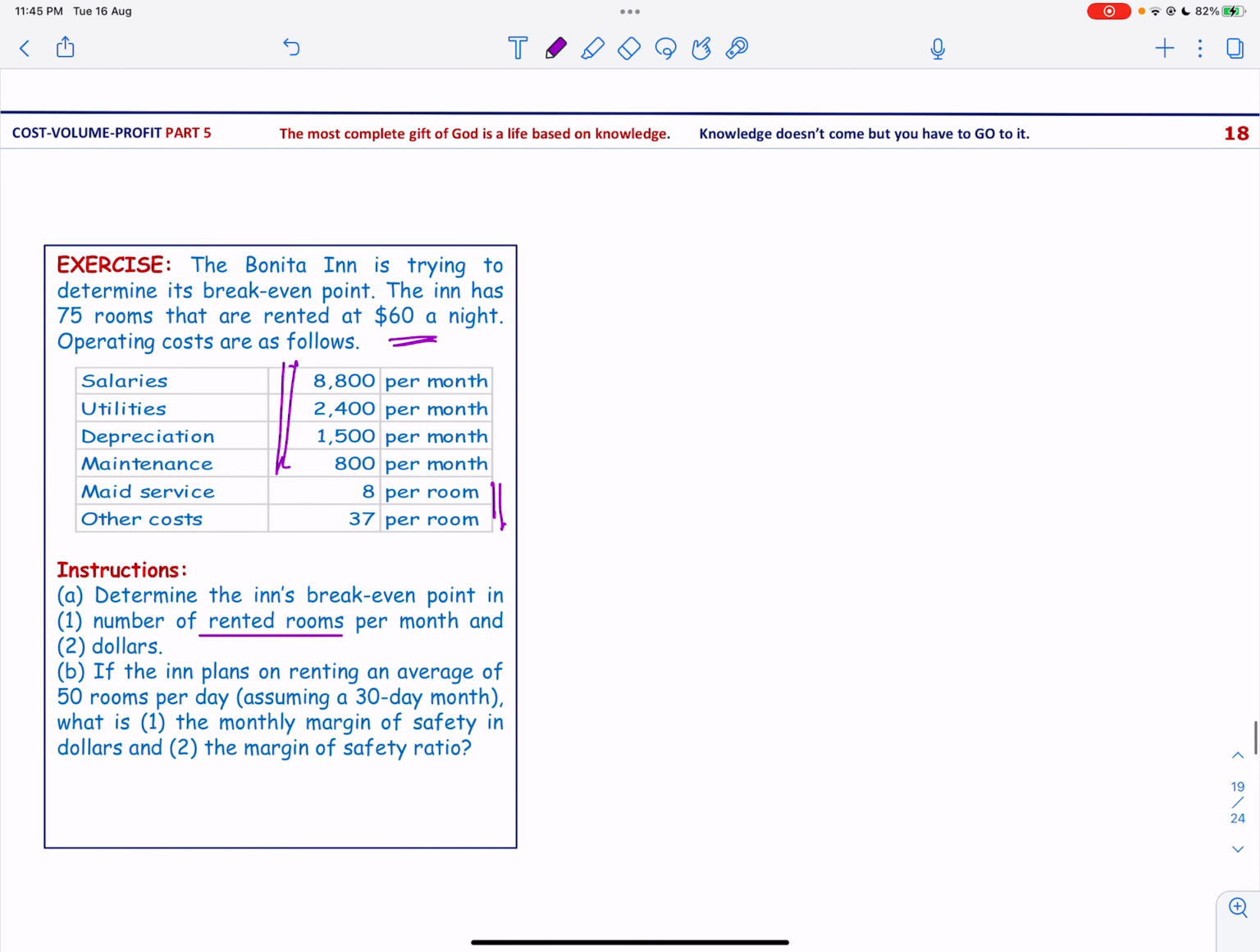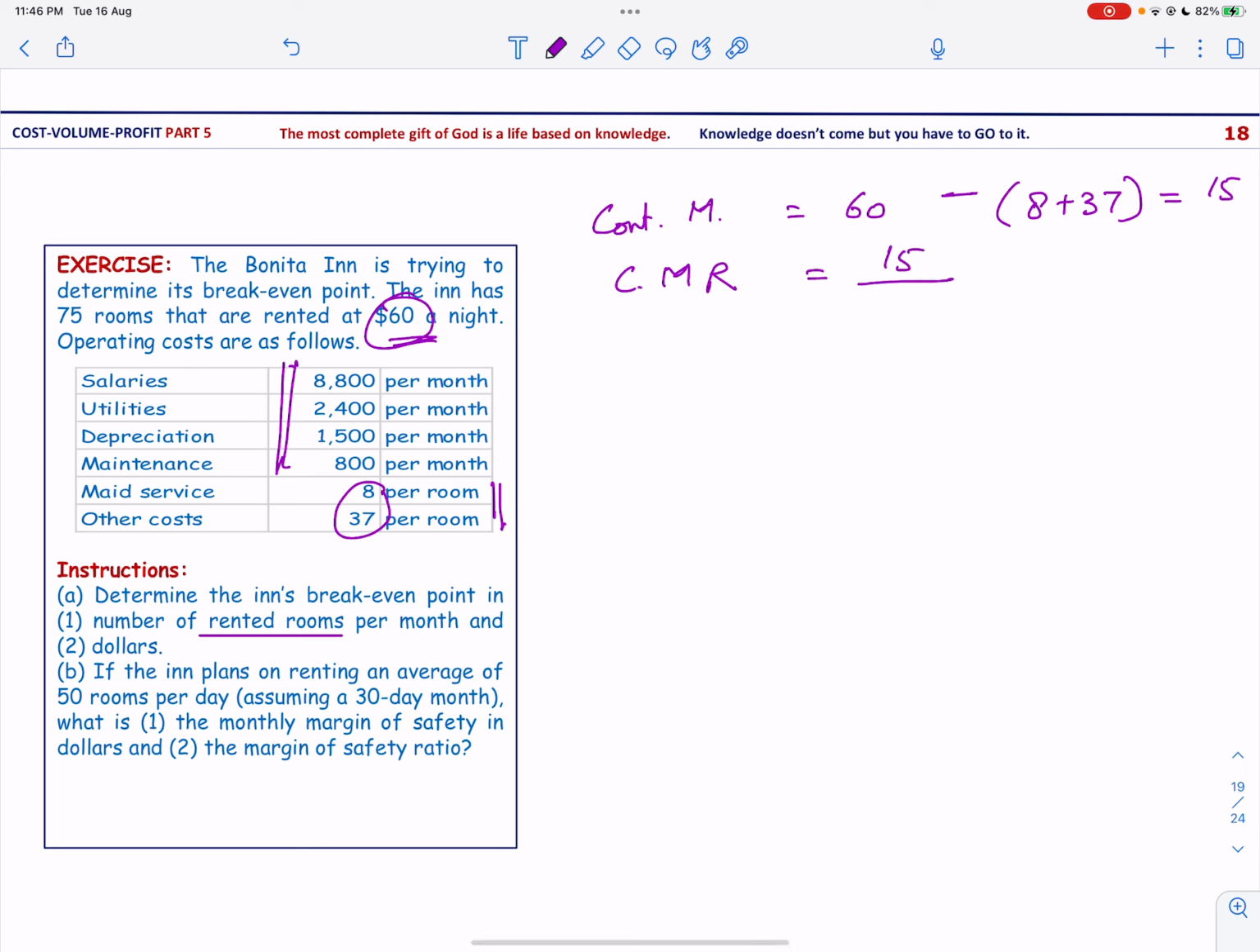So first we calculate the contribution margin per room, that is sales 60 minus variable cost, that is 8 plus 37. So this will be equal to 15, and the contribution margin ratio will be the contribution margin 15 divided by the selling price per unit, that is 60. So that gives us 25%.